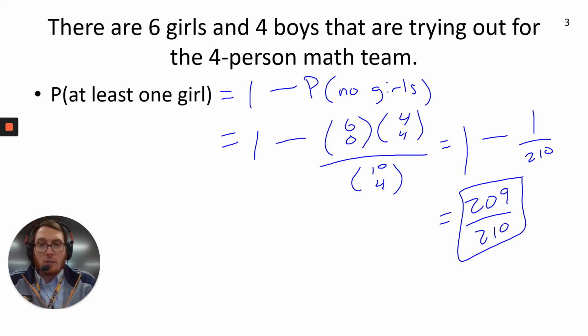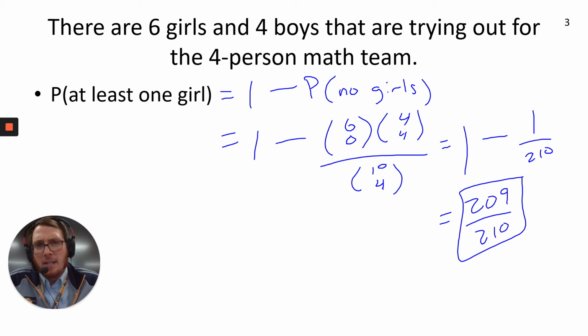Instead, if I see at least one, I'm just going to do 1 minus its complement, which would be there's no girls on the team. So if there's no girls on the team, that means of the 6 girls, I choose 0. Of the 4 boys, all 4 of them are on the team. And the denominator is still 10 choose 4, because that's just always how many different options there are, regardless of restriction. That would give me 1 minus 1 out of 210. And if I subtract that out, I'll get 209 out of 210.